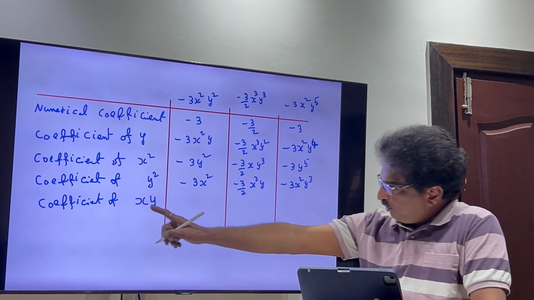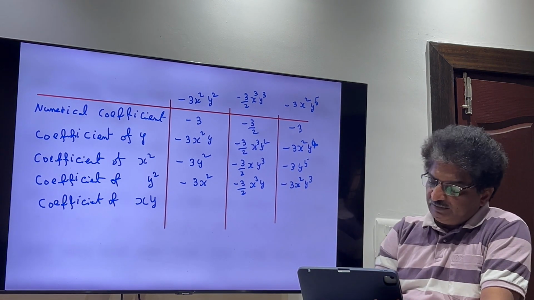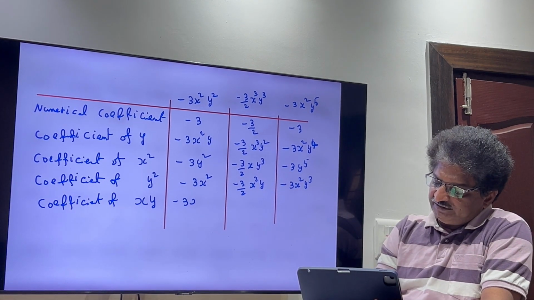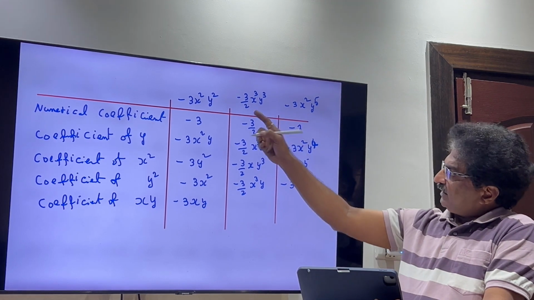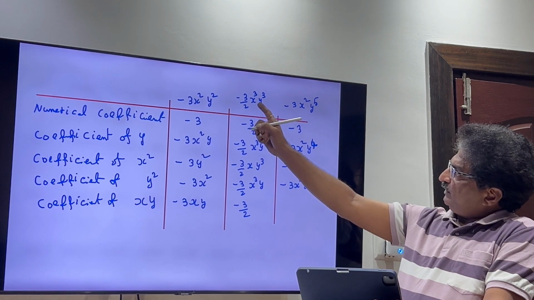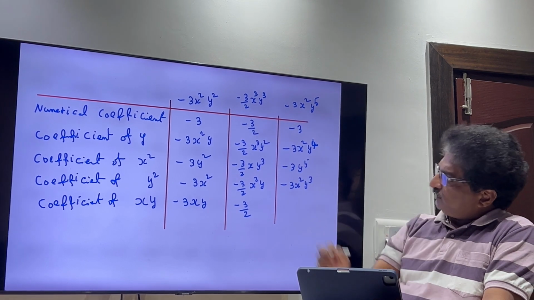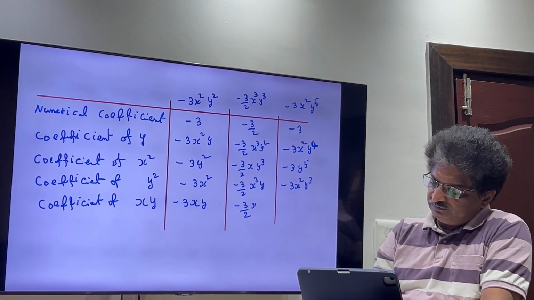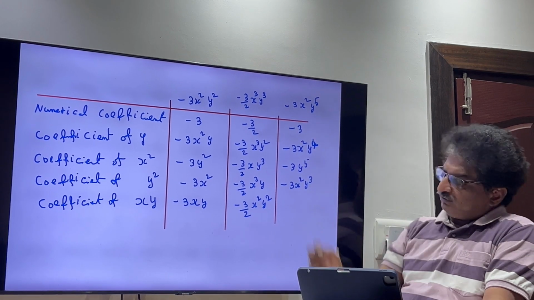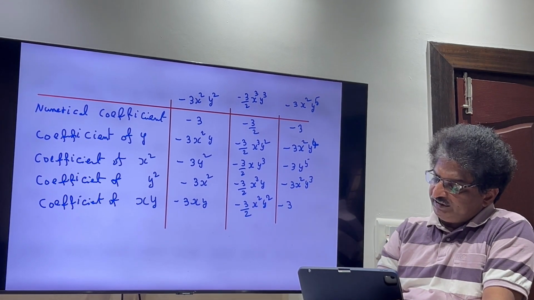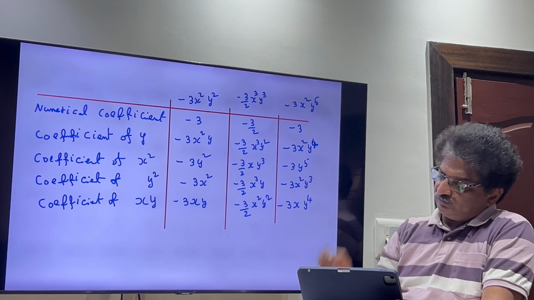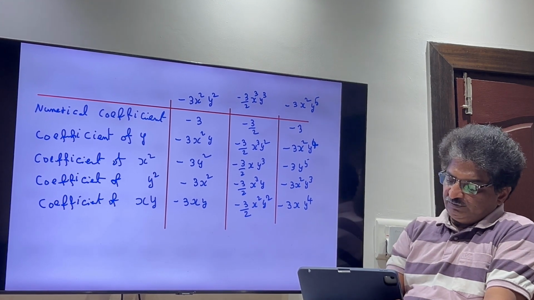Next, coefficient of xy. Here in the first term, the coefficient of xy equal to minus 3xy. In the second one, coefficient of xy equal to minus 3 by 2 x cube y cube, so x square y square. Here the coefficient of xy in this one equal to minus 3 x y power 4. This is about coefficients.